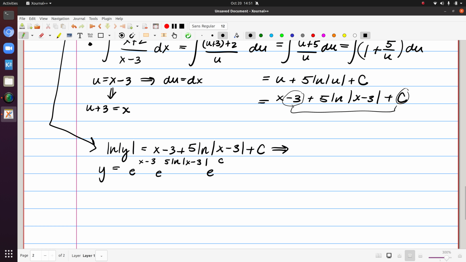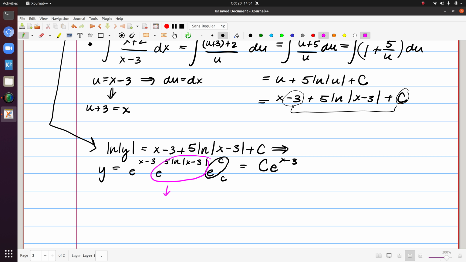We can simplify several things in here. So for one, I'm going to write this as c that we saw before. So I'm going to have a c multiplier. I have e to the x minus 3. But we can also rewrite this.